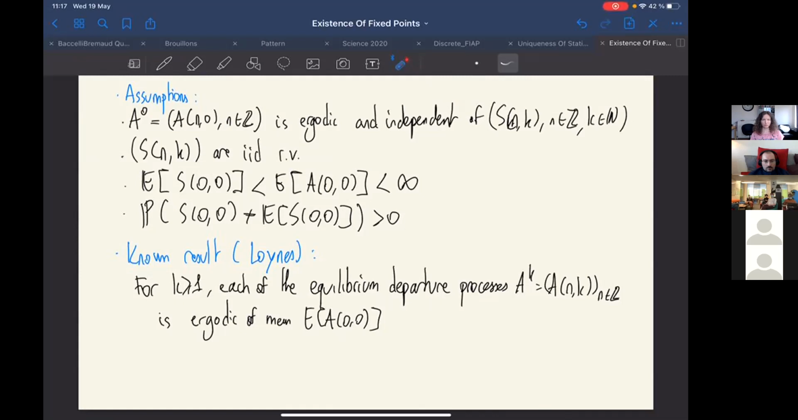And so a known result by Loynes is that all of the equilibrium departure processes, so all the processes A^k, which are the inter-arrival processes for customers at node k, are ergodic with the same mean. Well, this is mostly to paint a large picture. It's used in technical arguments, but it's not going to be very important for us because I'm trying to stay mostly at a high level, so not delve too deeply into the math.